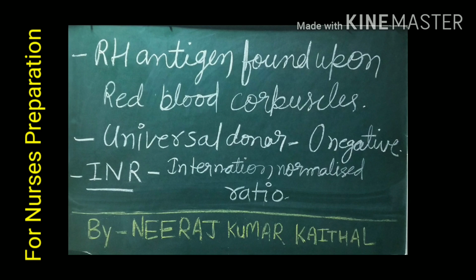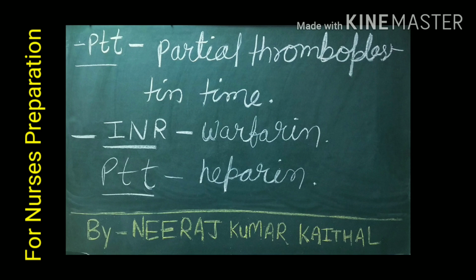Universal donor is known as the person having blood group O negative. Universal recipient is the person having blood group AB. INR stands for International Normalized Ratio. PTT stands for partial thromboplastin time.